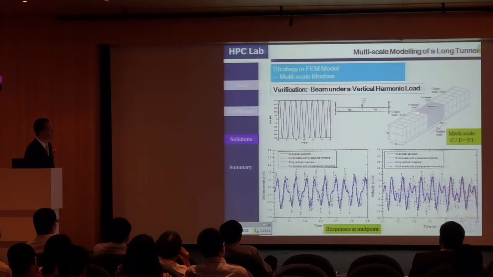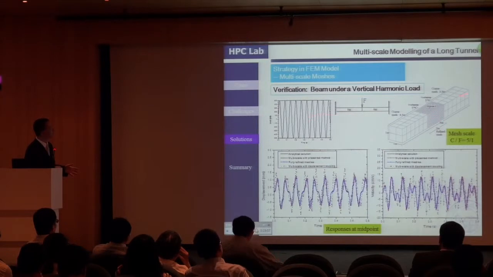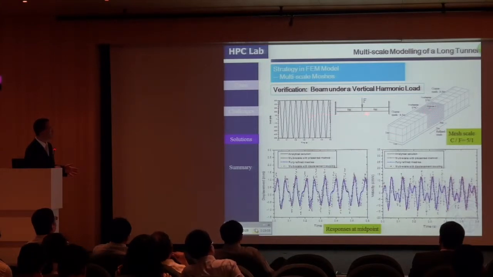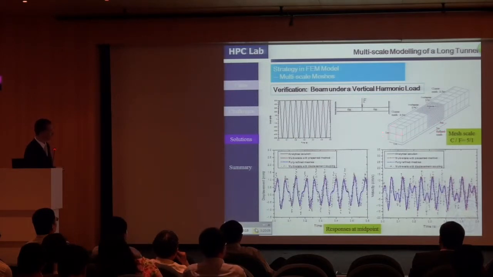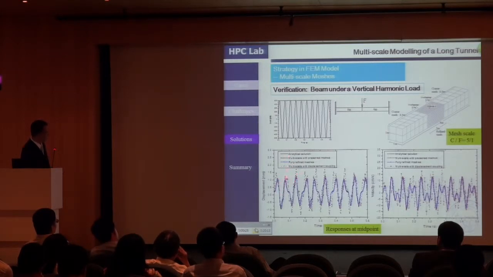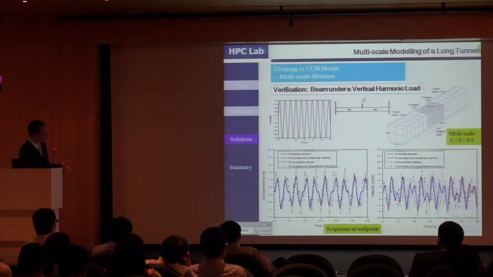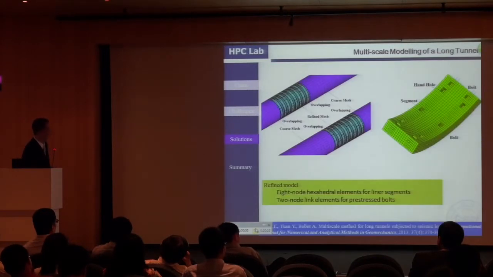This figure gives a validation of this method. This is a cantilever beam. It has a span of around 3 meters and a cross-section like this. The mesh scale ratio of coarse to fine is about 5. So this figure gives the analytic solution and also the multi-scale solution and the fully refined solution. You can find that it's quite close. Not the same, but quite close.